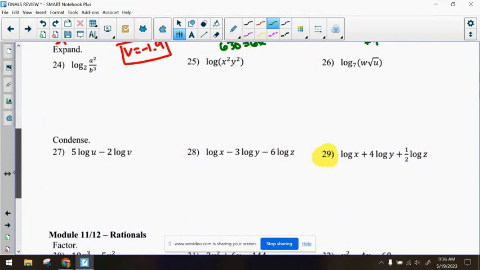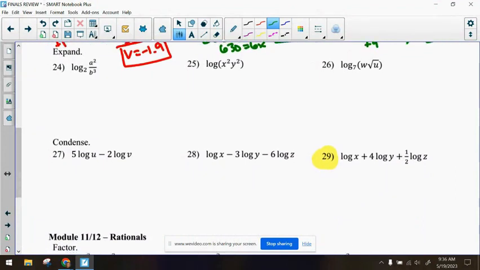Moving on to the next section, we are expanding and condensing. So if you know how to do one or the other, you kind of know how to do the rest of them. So I'm going to do one of each type, and then we'll resume to check the entire thing. So our goal on expand is to take one log and make it multiple. So each variable or number gets its own log.